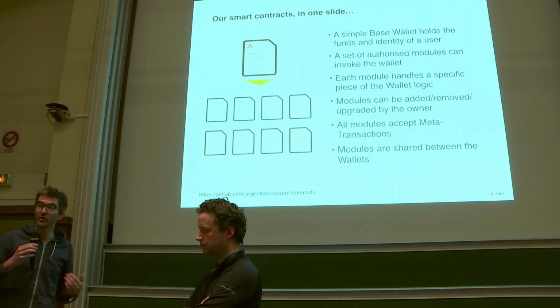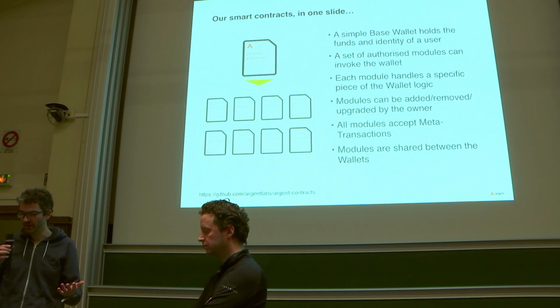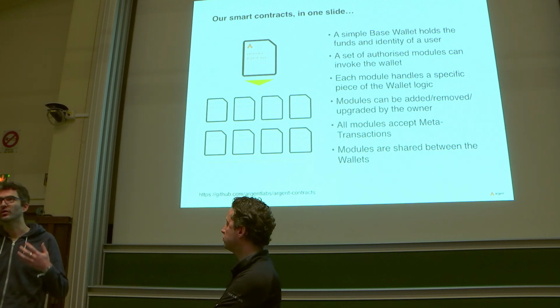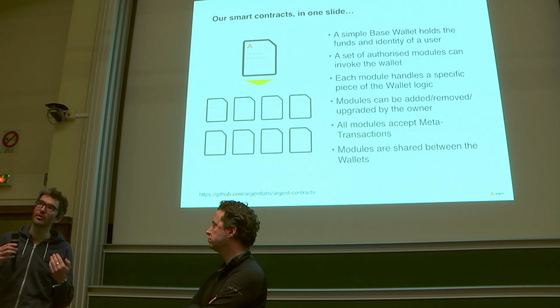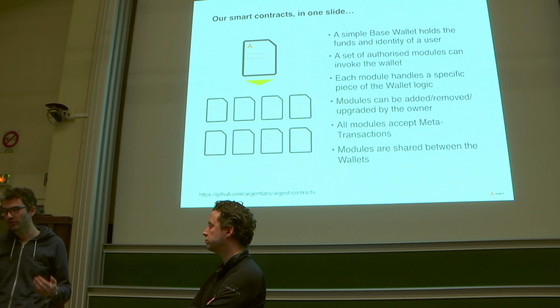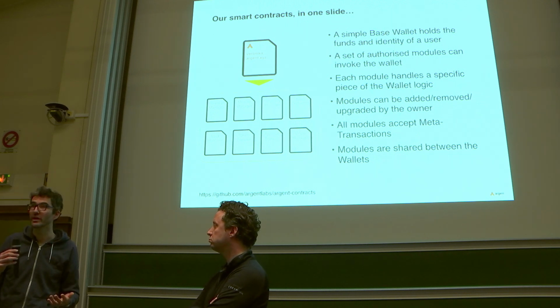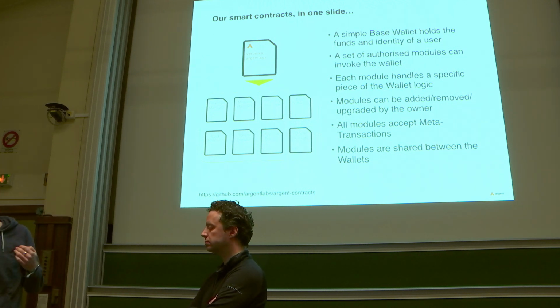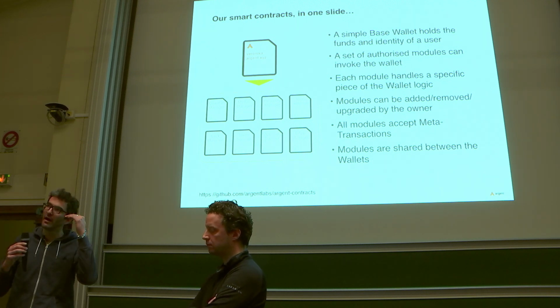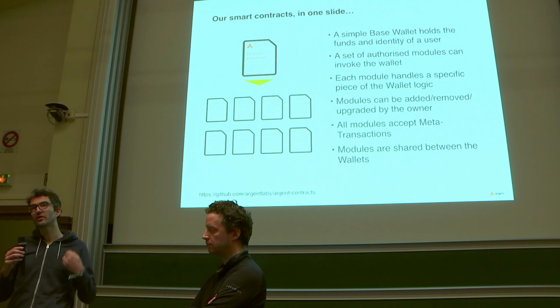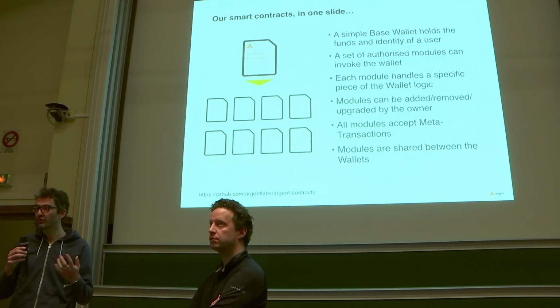So we have, of course, smart contracts. That's the base wallet. So how does a smart contract work? Basically, the core of our wallet is a very simple base wallet contract. And when I say simple, it's less than 100 lines of code. So that's very easy to audit, which was the point. All that base wallet does is list a set of authorized modules that can call its invoke function. So that's very, very basic.